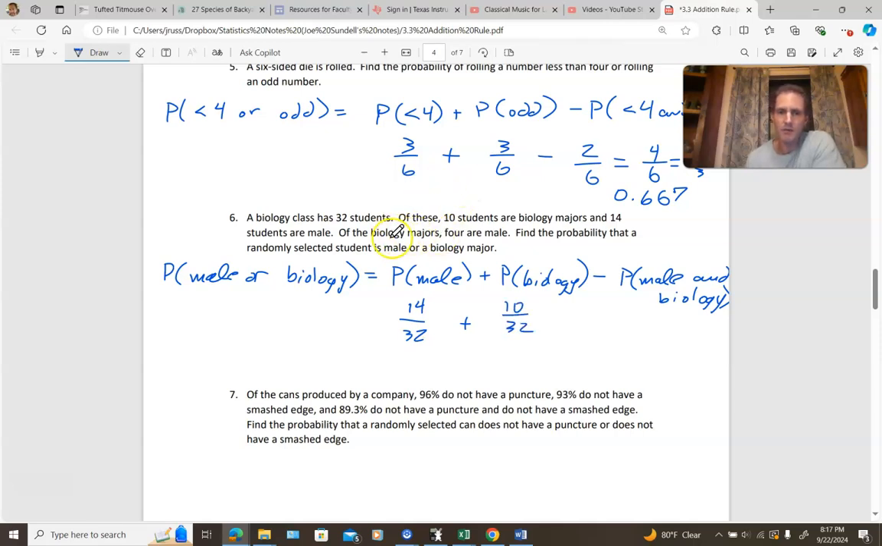And then this other piece of information they give us right here, guys, is actually the probability of that intersection, because look what it says: of the biology majors, 4 of them are male. So this means that 4 of those students are both male and biology majors. So that's what we're going to be subtracting off, 4 out of 32. If you do this, you would get 20 out of 32, which simplifies to 5/8 when you divide both by 4, which as a decimal is 0.625, and this one terminates.